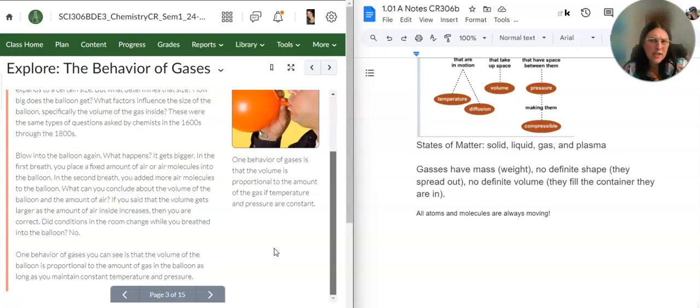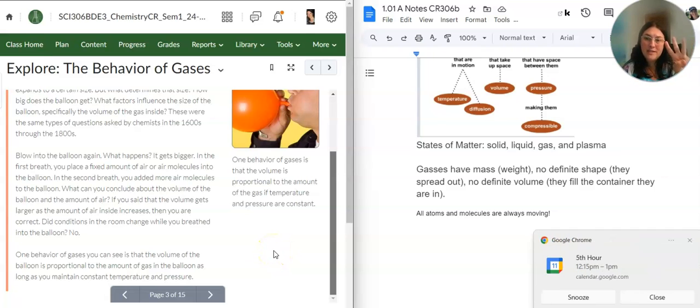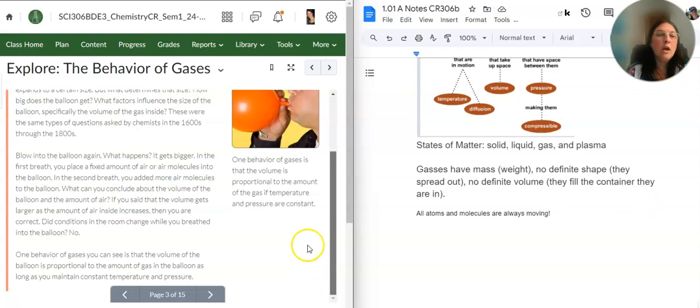Did conditions in your room change? Like, did it get colder or was there more air pressure? No. So there are really three things that we need to know about as far as how gases act. It's how much of the gas we have, the pressure, and the temperature. And that's going to tell us the volume. One behavior of gases that you can see is the volume of the balloon is proportional to the amount of gas in the balloon as long as you maintain constant pressure and temperature.